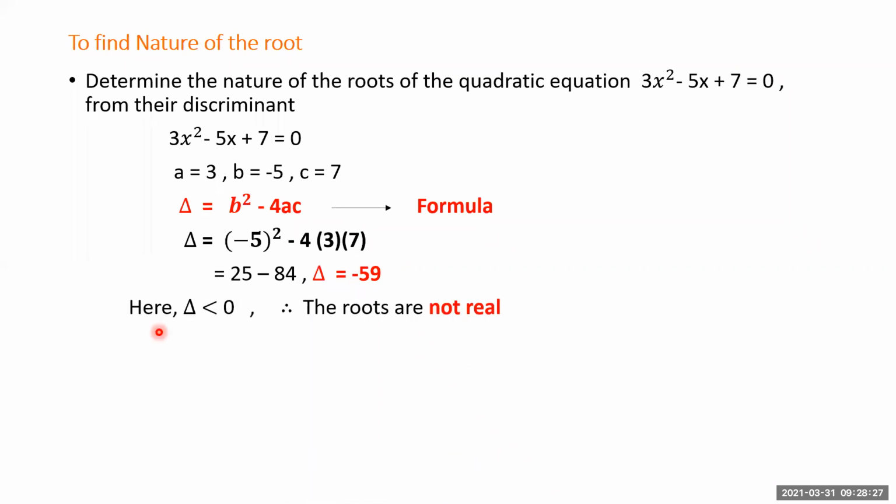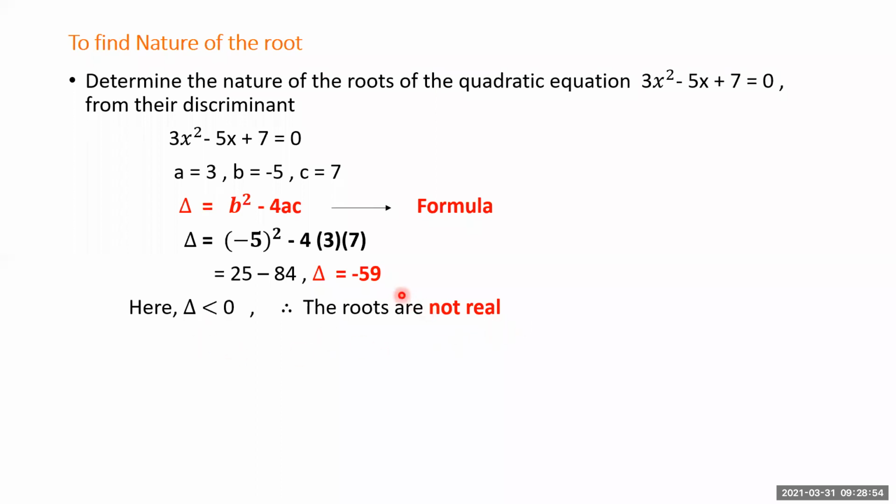So what does it indicate? Negative means it is less than 0, delta less than 0. Suppose if it is positive, then delta greater than 0. Suppose you get delta value 0, then you can write delta equal to 0. Clear, children? Here we got a minus sign, so delta less than 0. Therefore the roots are not real.